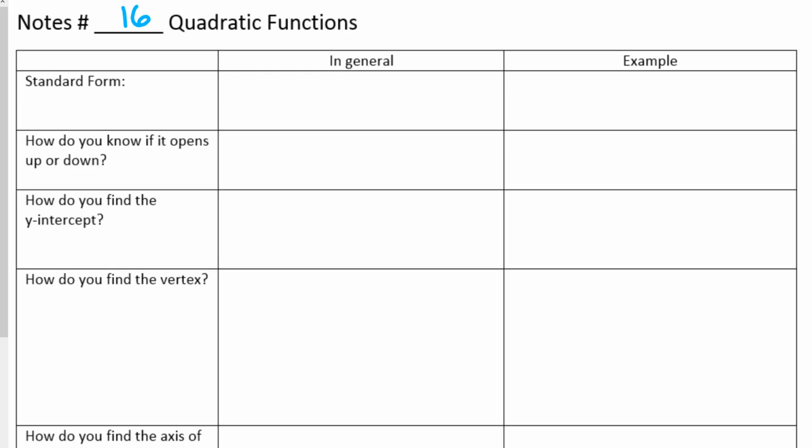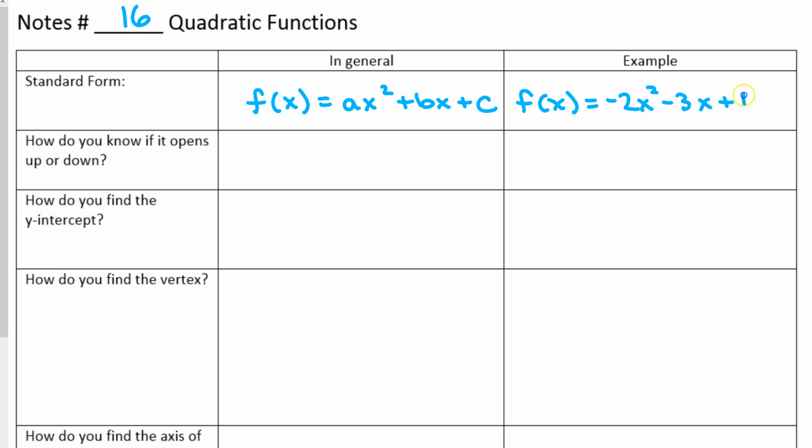So, the standard form of a quadratic function is f of x, or y, equals ax squared plus bx plus c. There are other forms, but we call that one standard form. So for example, if you see f of x equals negative 2x squared minus 3x plus 1, that is a quadratic function.